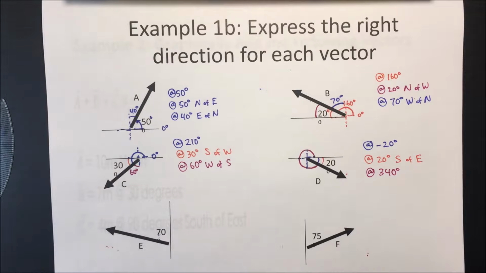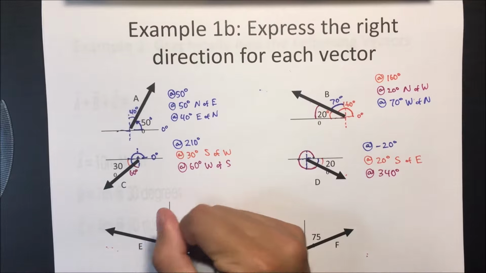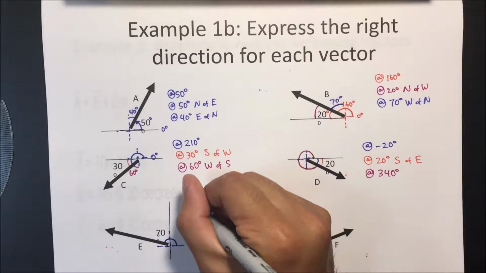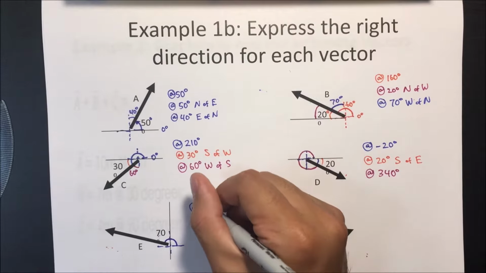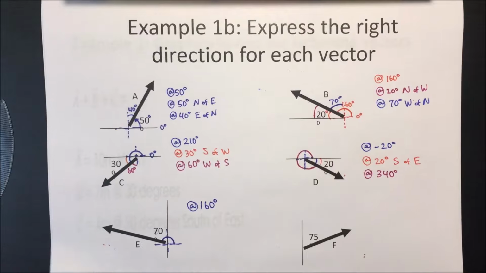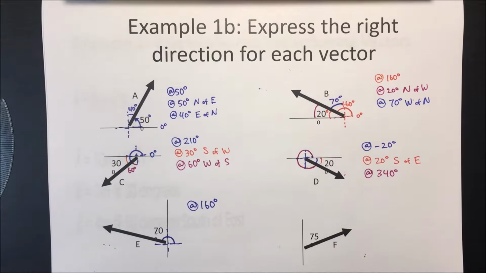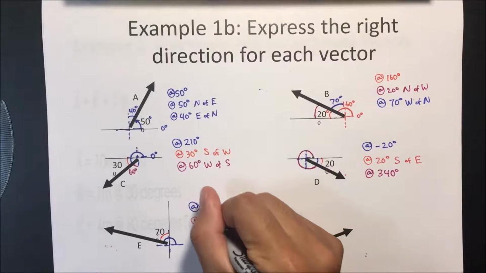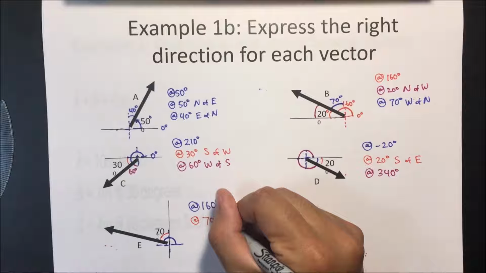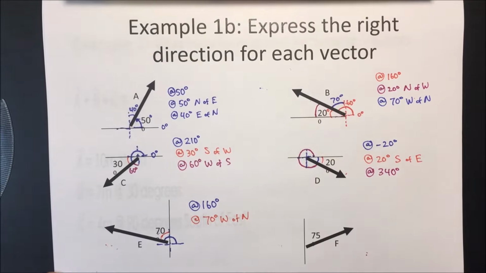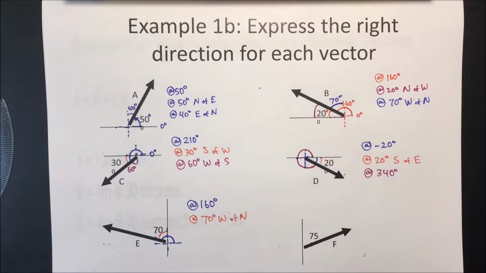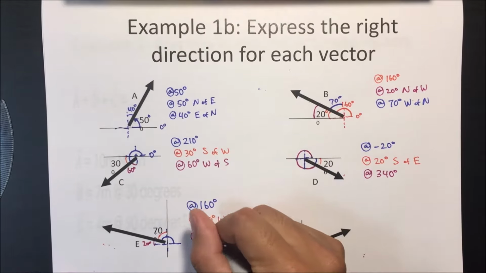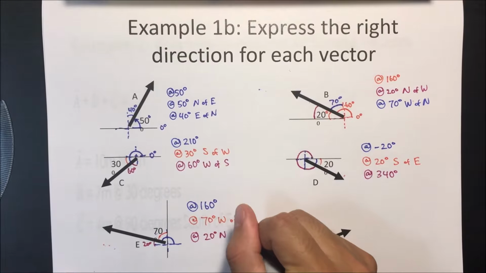Okay, so for this one, let's again draw the cross section. Then, if we went like this, we could say this is going to be at, what is this? At 160 degrees. Or we could just use this part right here, and we could say at 70 degrees west of north. Or we could use this part right here, which we know is 20 degrees, and we could say at 20 degrees north of west.